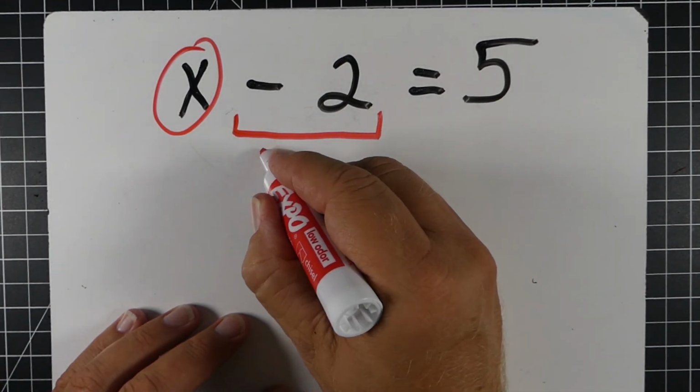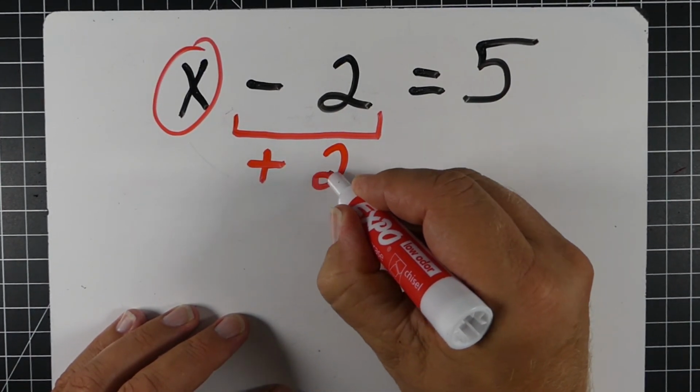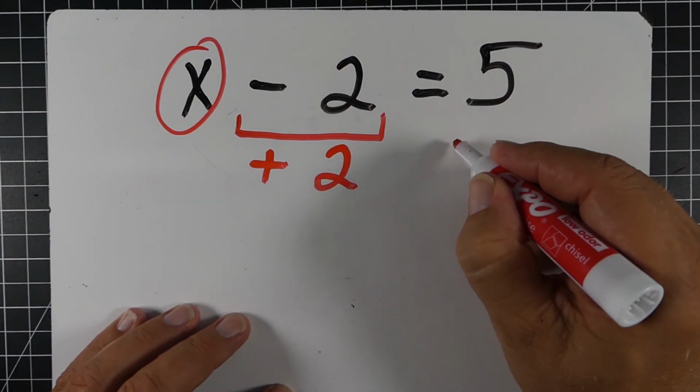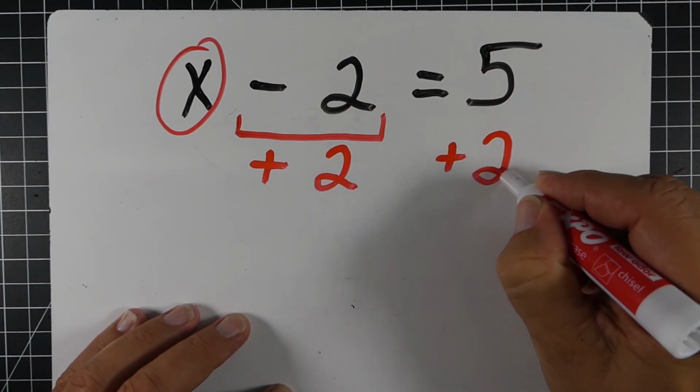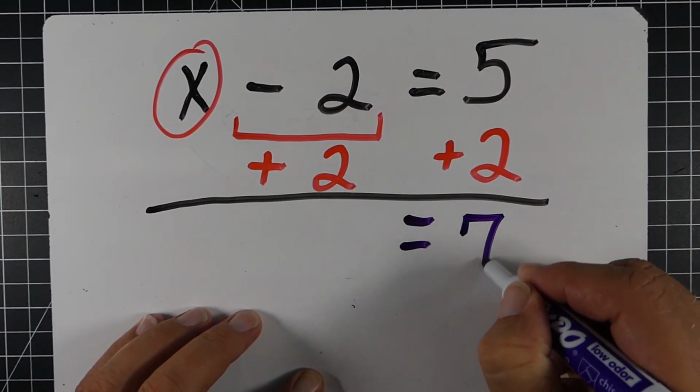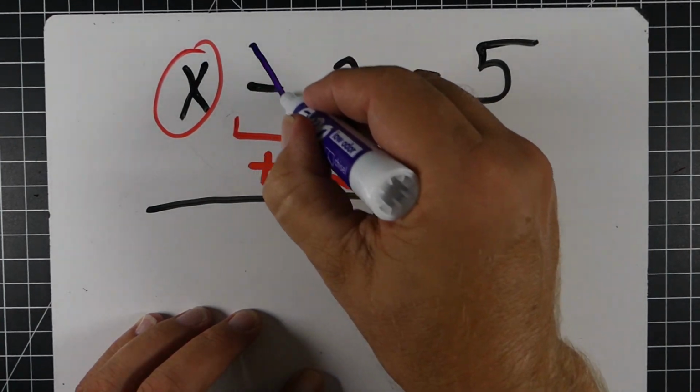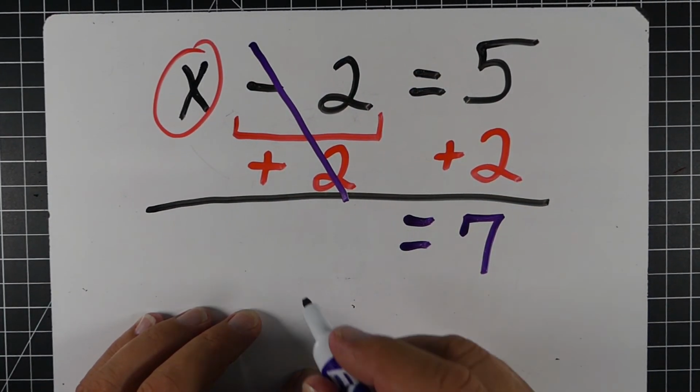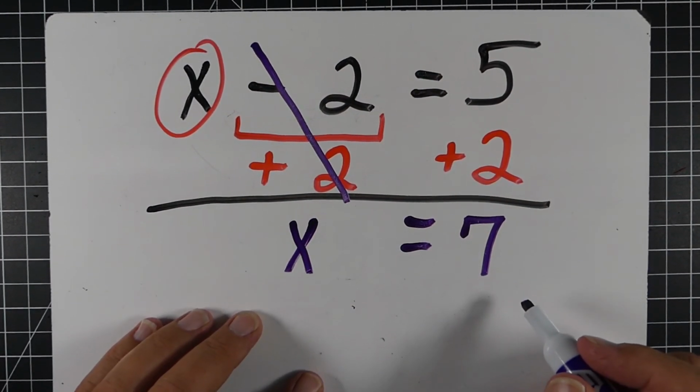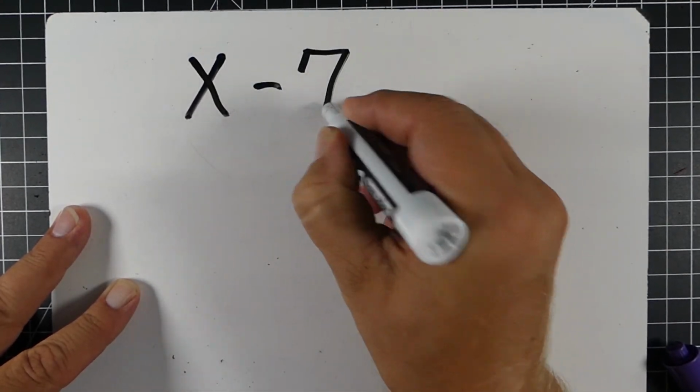So the way we can get rid of a minus 2 is do the reverse, go plus 2. On the other side of the equal sign, we have to do the same thing on both sides. We have to go plus 2 there. So on the right side of the equal sign, we have 7. A negative 2 and a positive 2 equal nothing, so it's x equals 7.